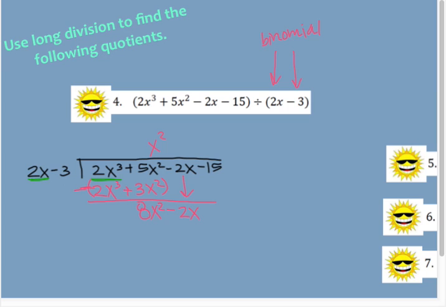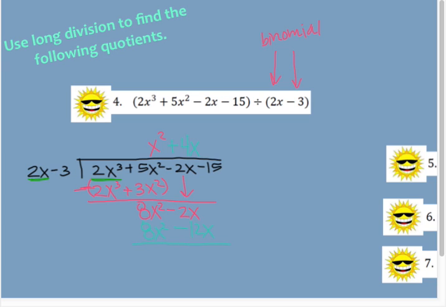Now I go ahead and I repeat the process. I would say 2x times what gives me 8x squared? Well, 2 times 4 will give me 8, and then x times x will give me x squared, so plus 4x. Go ahead and I would have 4x times 2x gives me 8x squared. Okay. 4x times negative 3 gives me negative 12x.